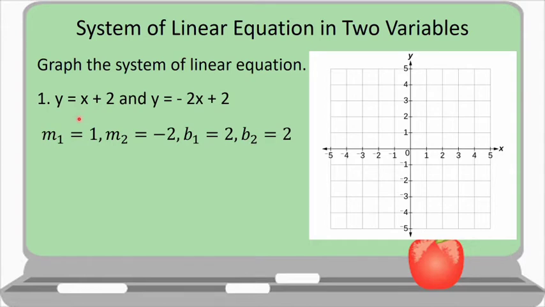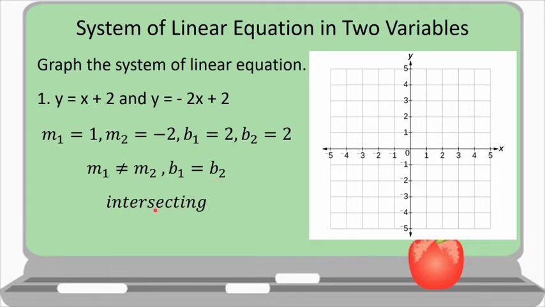For the first equation, the slope is equal to 1, so m sub 1 is equal to 1. For the second equation, the slope is equal to negative 2. For the first equation, our y-intercept is 2, and with the second equation, the y-intercept is also 2. According to the relationship of the slope and the y-intercept, m sub 1 is not equal to m sub 2, and b sub 1 is equal to b sub 2. So the graph must be intersecting.